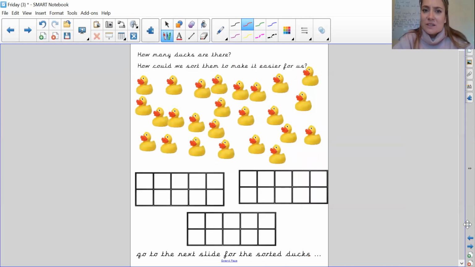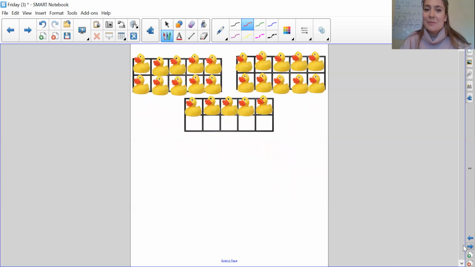So I've got lots of ducks here. How could I sort them to make it easier for us to count them? Let me just try counting them. 1, 2, 3, 4, 5, 6, 7, 8, 9, 10, 11, 12, 13, 14. Oh my goodness, that's hard work, isn't it? How could I make it easier for us to count them? Good, I can hear a lot of you saying use our tens frames. So let's have a look.